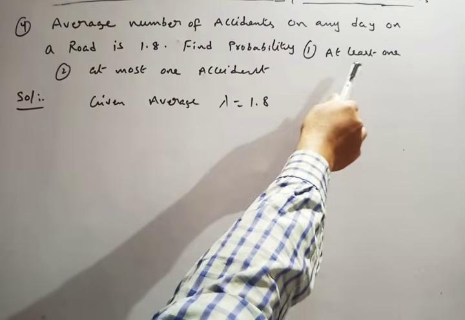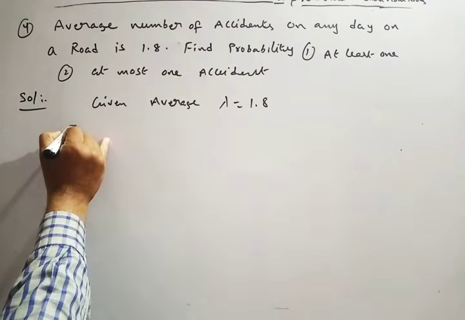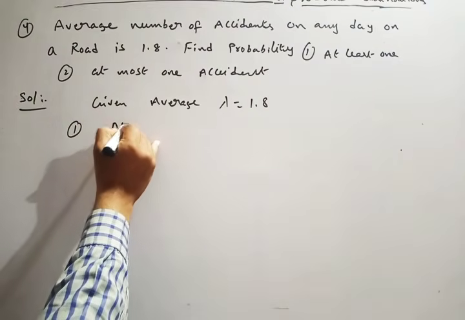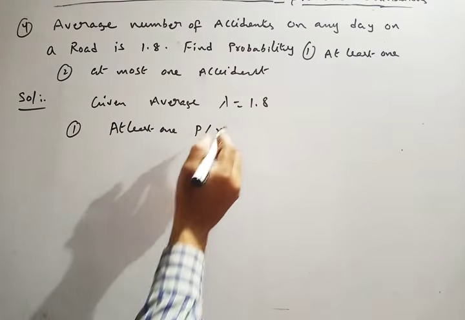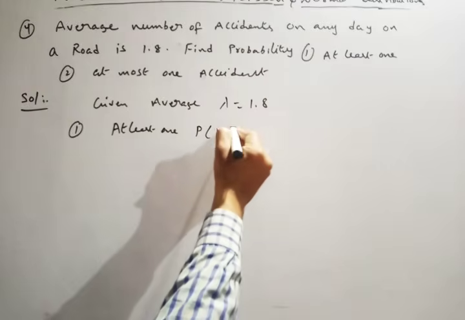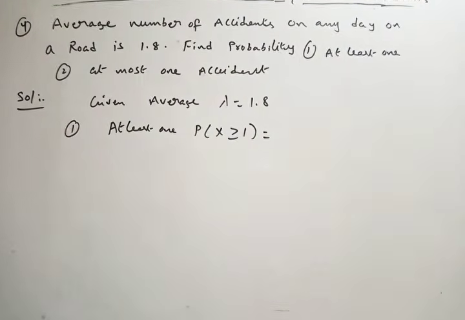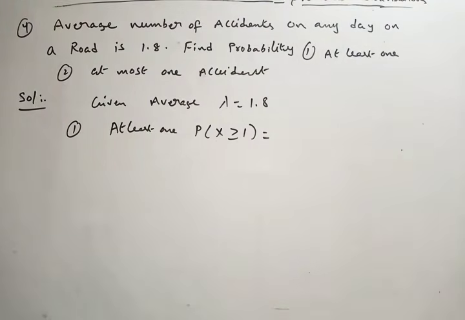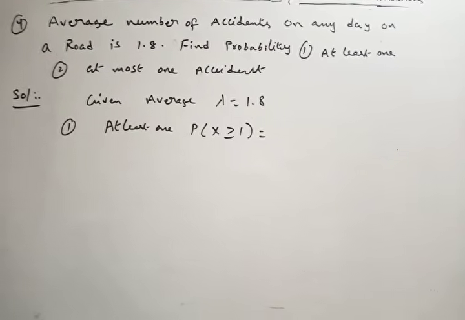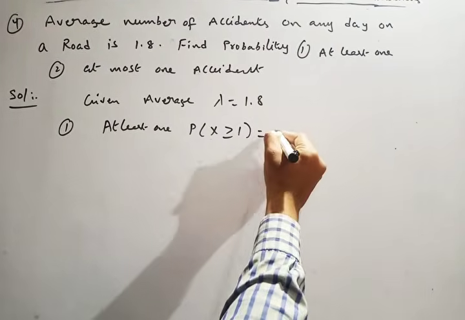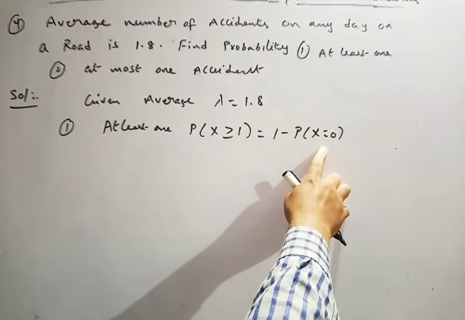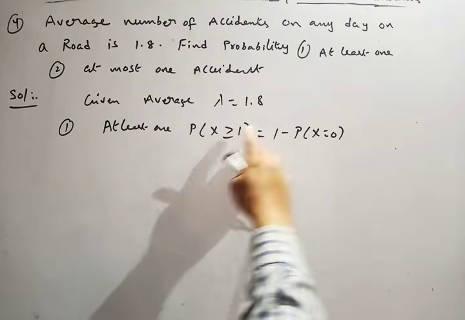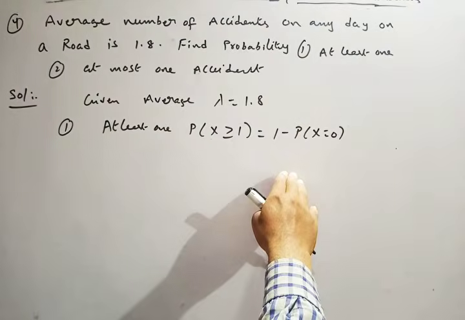He's asking to find the probability of at least one accident. That means P of capital X is greater than or equal to 1. The minimum is one accident, and you cannot decide the maximum. So that means 1 minus P of X equal to 0. If it starts from 1, it can go up to infinity, so it will take a lot of time to solve.